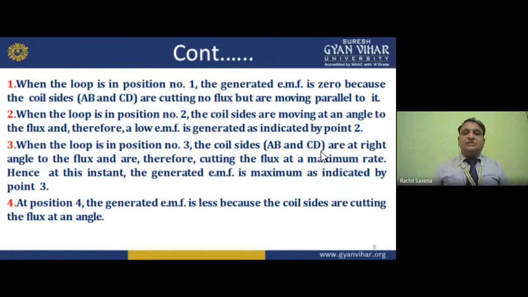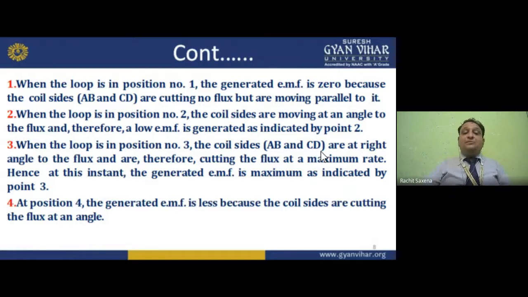In continuation of this, when the loop is in position number 1, the generated EMF is 0, because the coil sides AB and CD are cutting no flux but are moving parallel to it. No flux is cut, so it means 0. As per Faraday's law, if flux is cut there will be an induced EMF and induced current, but if no flux is cut there is no EMF. And if there is no EMF, then even in a closed path there will be no current. I hope you understand, because it is parallel.